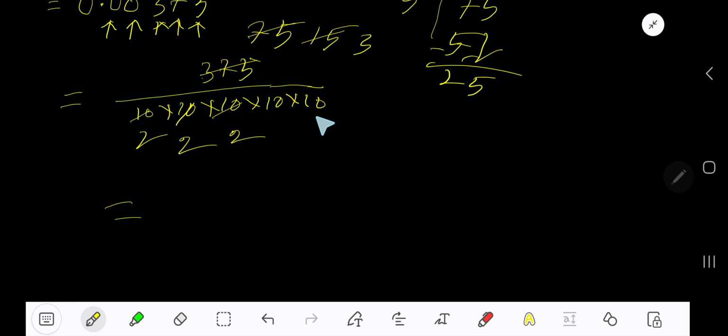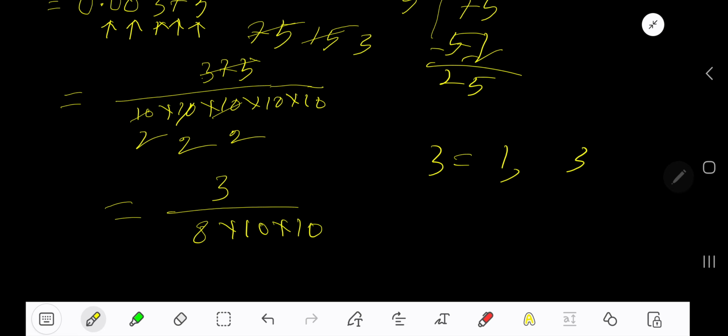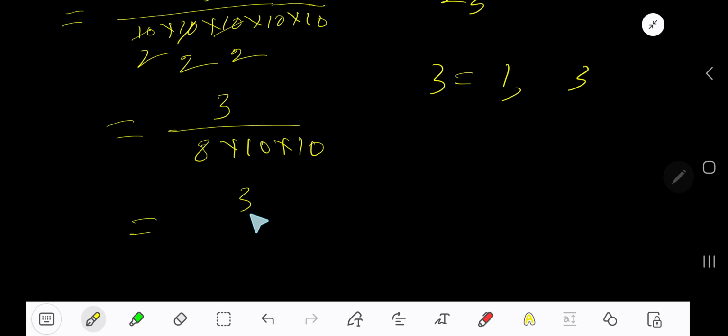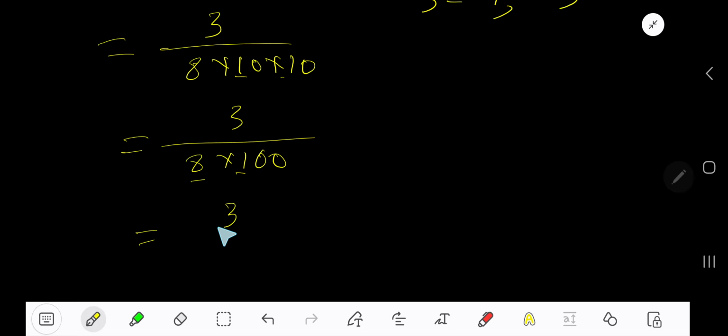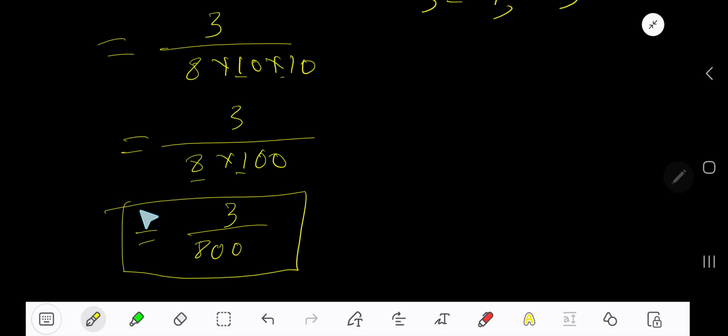3 is a prime number. It has only two factors, 1 and itself. So we have 3 over 2 times 2 times 2, which is 4, 8, times 10 times 10. So multiply: 1 times 1 is 1, add the zeros. 8 times 1 is 8, 0, 0. As 3 is a prime number, the common factor between 3 and 800 is just 1. So this is the fraction in simplest form, or lowest terms, or reduced form.